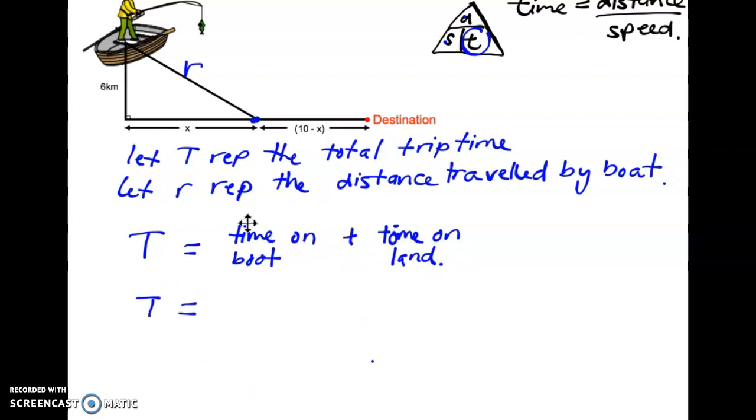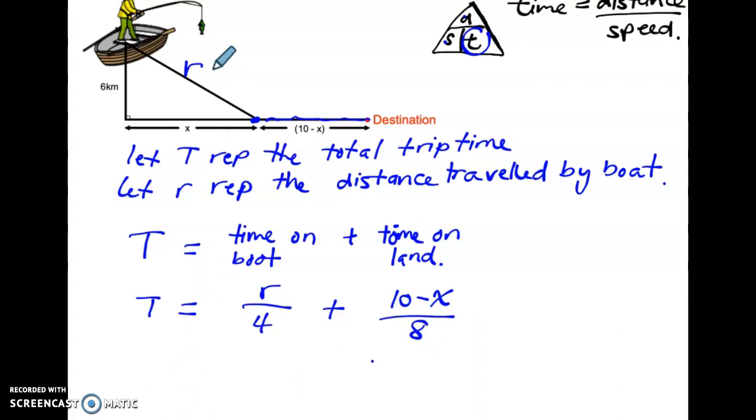So to find the time on the boat, we're going to do the distance on the boat divided by the speed of the boat. So distance on the boat would be R. Speed of the boat is 4 kilometers per hour. Okay. And similarly for time on land, we're going to do the distance on land, which would be this right here, so that 10 minus x, divided by the speed on land, which is 8.